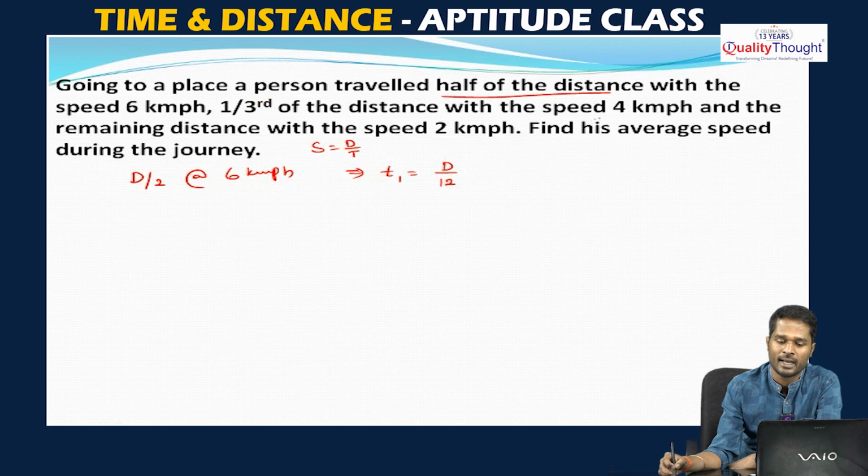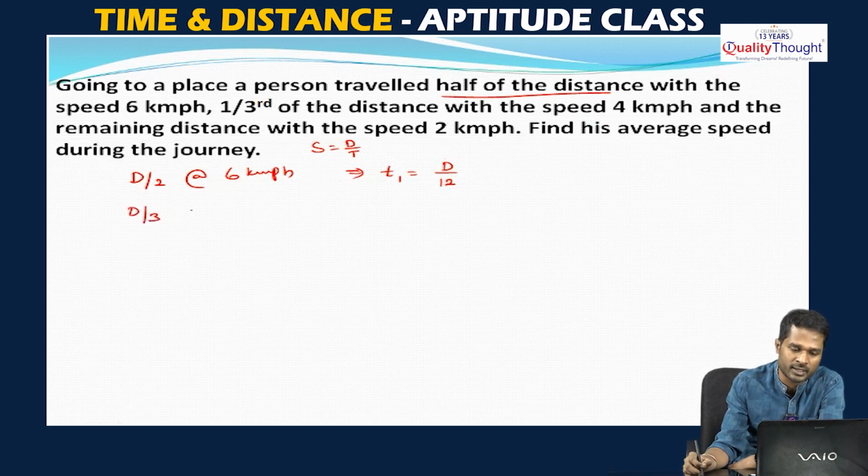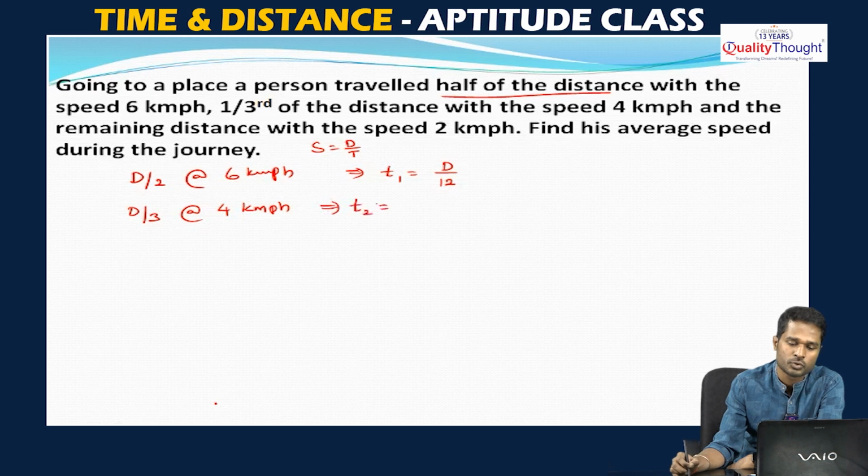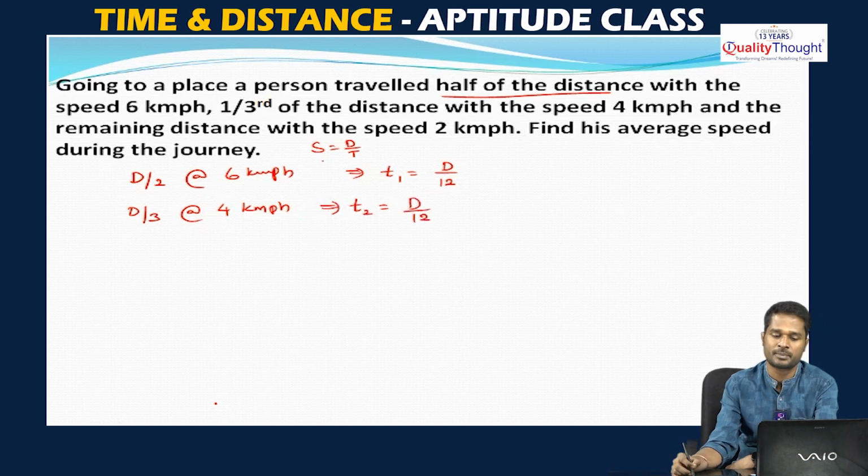Now check 1/3 of the distance, that means d by 3 of the distance, travelled at 4 kilometers per hour. I will take this time as t2. So that is d by 3 by 4, which is again d by 12. I will substitute here S equals d by t. S is 4, d value is d by 3, and t I am taking as t2. So I will take this t2 to the side, it will be d by 3 into 4, that is d by 12.